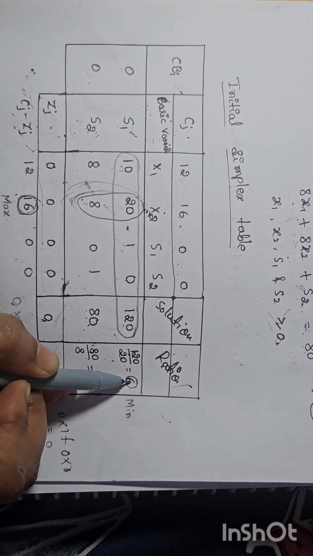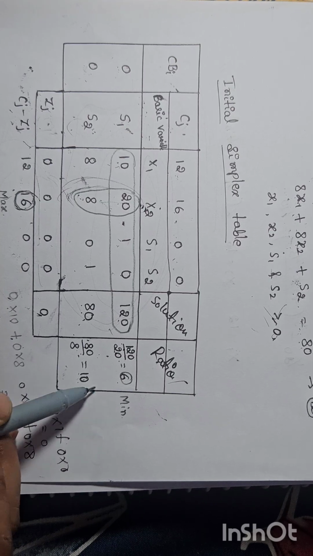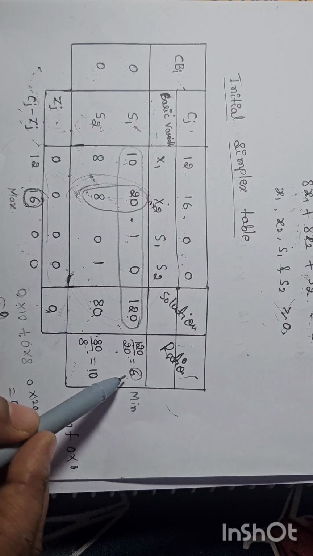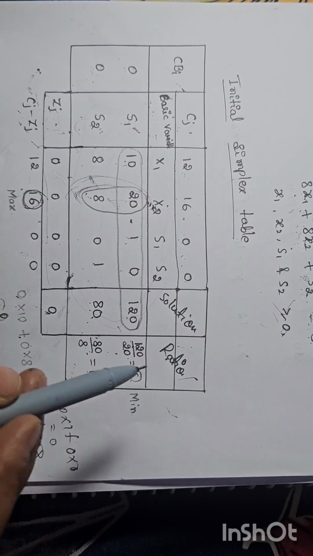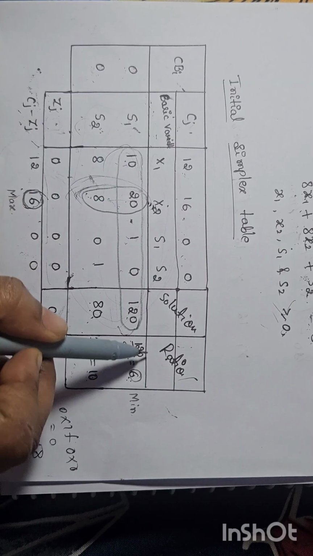So we are getting 6 here. So we are getting 10 here. So for the minimum value, we are getting the ratio value here. In this we need to allocate the minimum value. The minimum value is 6. So for this 6, we need to allocate this row.